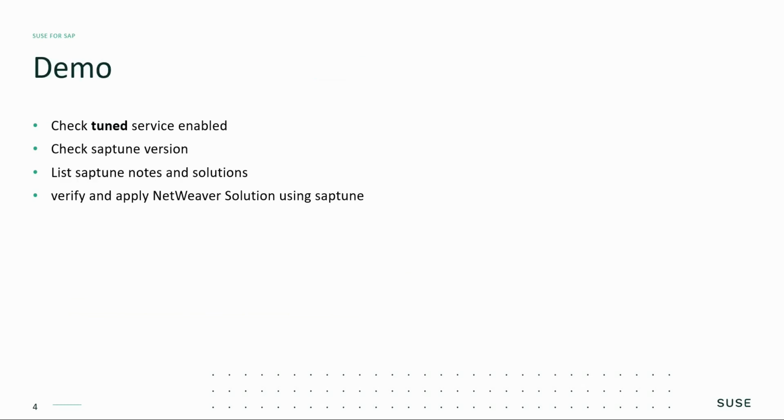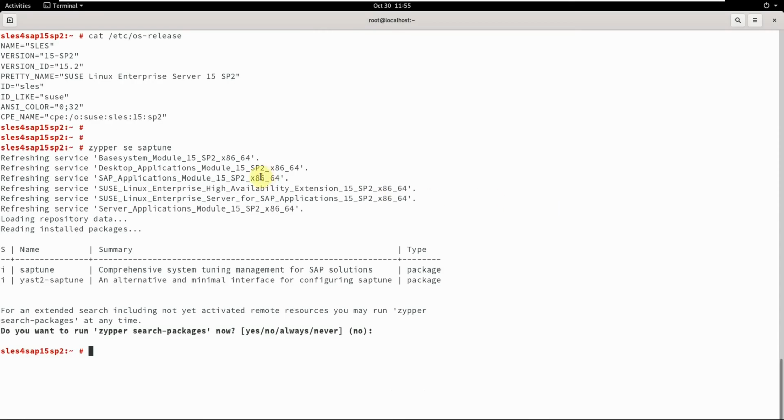Next, I'm going to do a demonstration on applying a set of SAP notes specific to NetWeaver. In this demo, I'm going to check whether the tuned service is enabled, check the Saptune version, list the notes and solutions, and verify and apply the NetWeaver solution using Saptune. For this demonstration and for this virtual machine, I'm using SUSE Linux Enterprise Server 15 Service Pack 2.